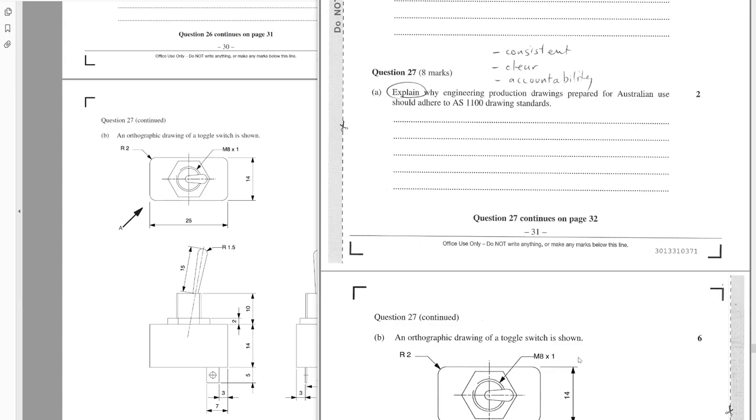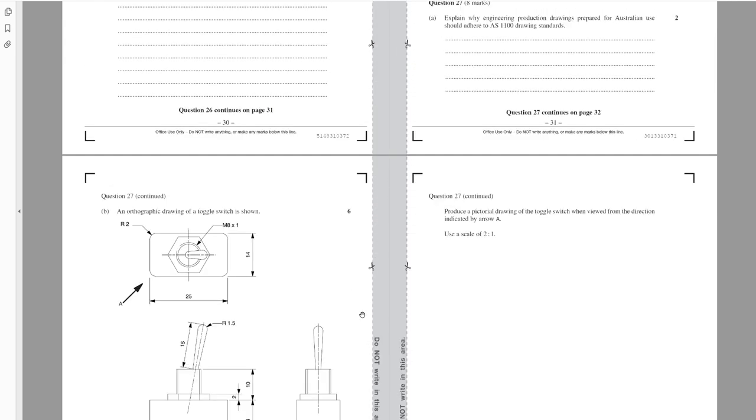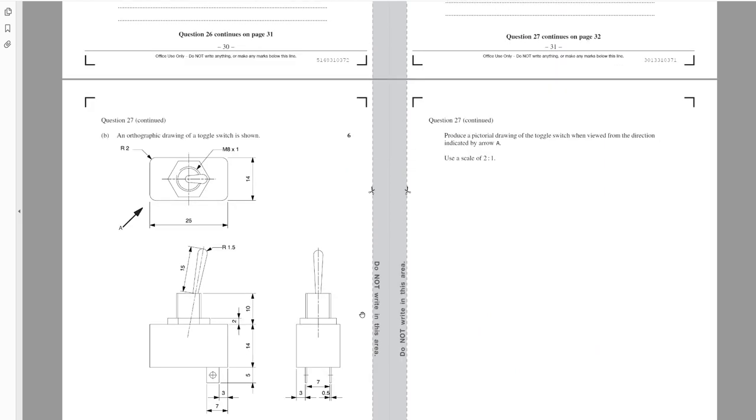What'd they give? 26, 27B. For all of 27, they gave 8 marks, so it's out of 8 marks. I don't actually have the individual marks. I think it was on another piece of paper, which I've lost. Anyway, don't care. By having an agreed standard, it makes life easier.